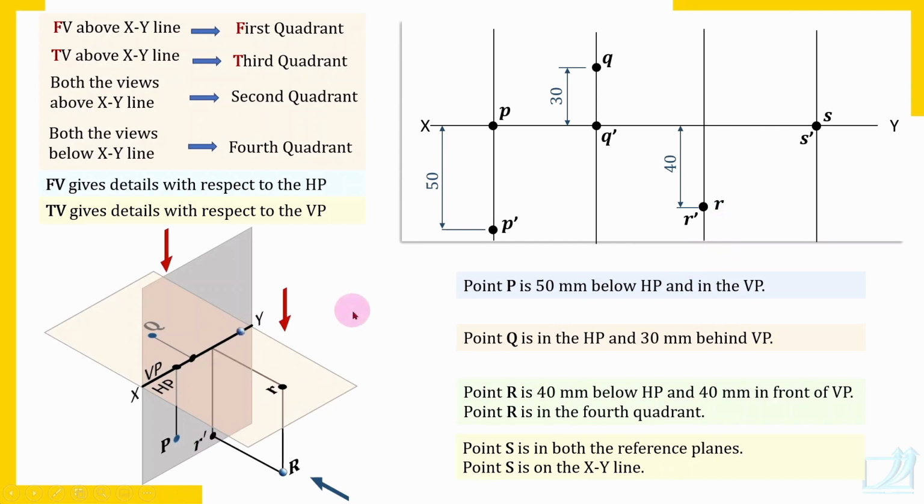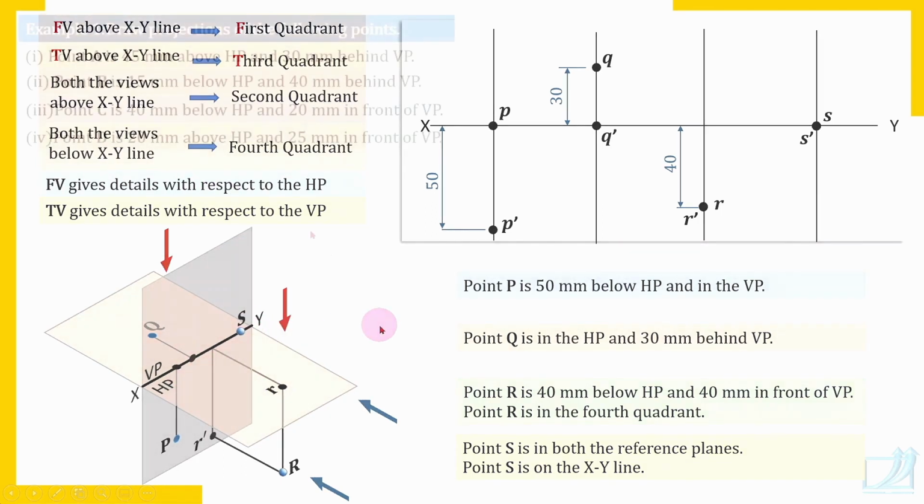Now consider point S. It is exactly on XY line. So here it is point S. I have labeled it with capital letter S because in this three-dimensional diagram I am showing you actual point S. Now watch it from front, and you will see that point S will appear on XY line. That means front view is on XY line. And when you watch it from top, again you will see that point S will appear on XY line.